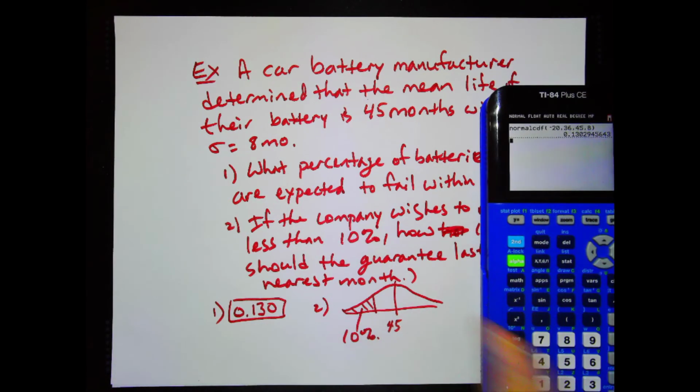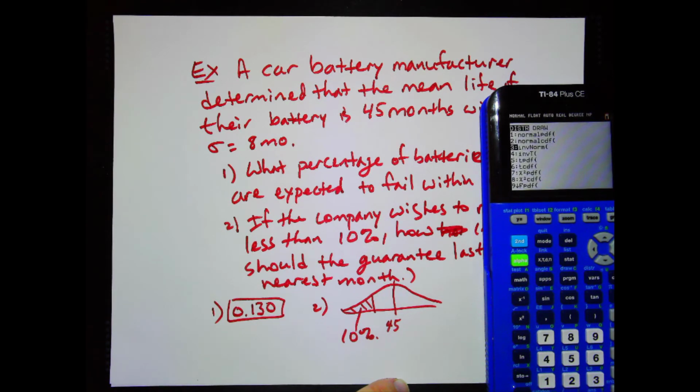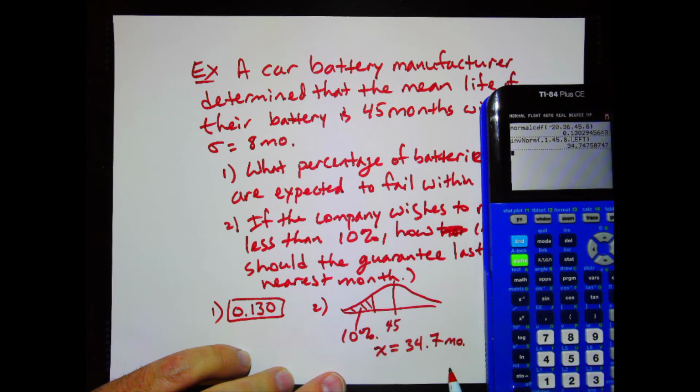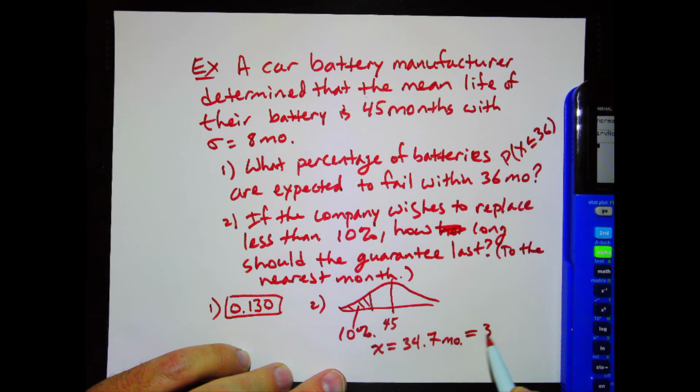So this is an inverse normal probability problem. For this, we go back to our distribution, and it's an inverse normal. The area is going to be 0.1, the mean is 45, and the standard deviation is 8. We'll have a left tail, and it turns out that we are getting an x value here of 34.7 months. In other words, we should make the guarantee last about 35 months, since that's the nearest month.